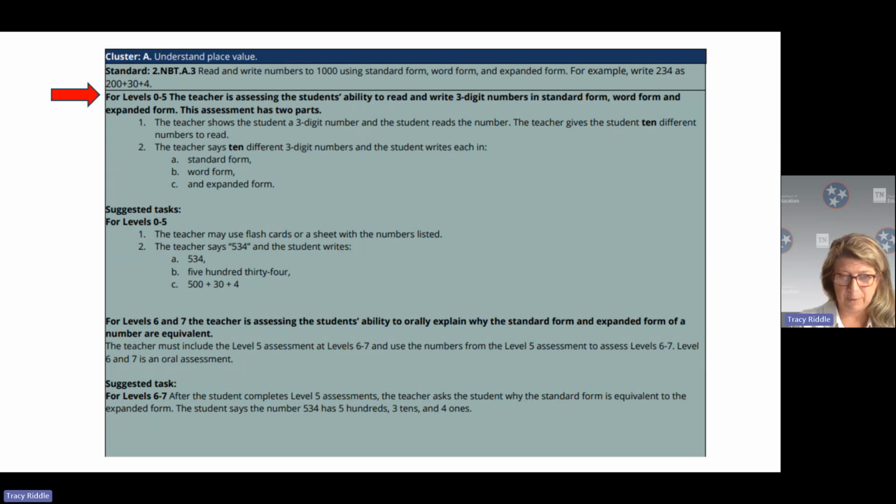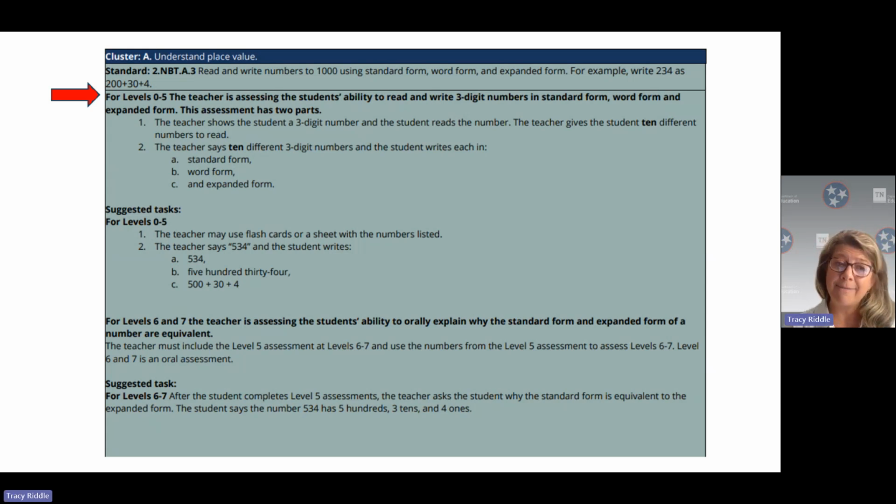Once students have mastered the standard and they are scoring at a level 5, then you can move to levels 6 and 7. At level 6 and 7, the student is orally explaining why the standard form, for example, the 534 in A, is equivalent to that expanded form that they wrote out, 500 plus 30 plus 4.